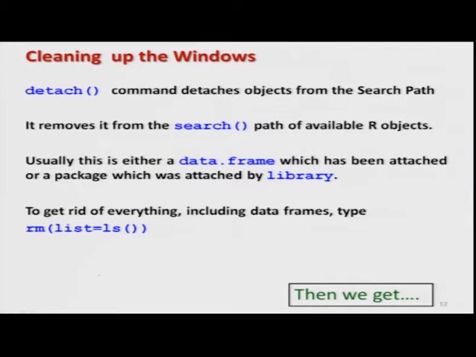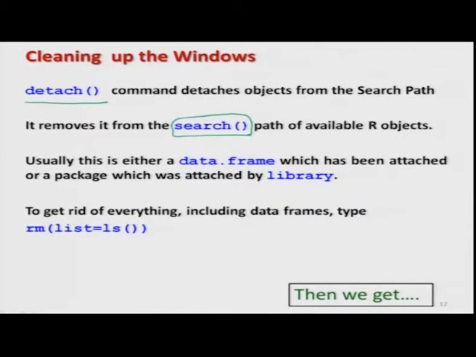Similarly, there is another command, detach, and this command detaches the object from the search path. It removes those variables from the search path, which is denoted by search inside the brackets. Usually this can be a data frame that was attached earlier in the program, or a package that was earlier attached to a program. So, this is what we try to do.